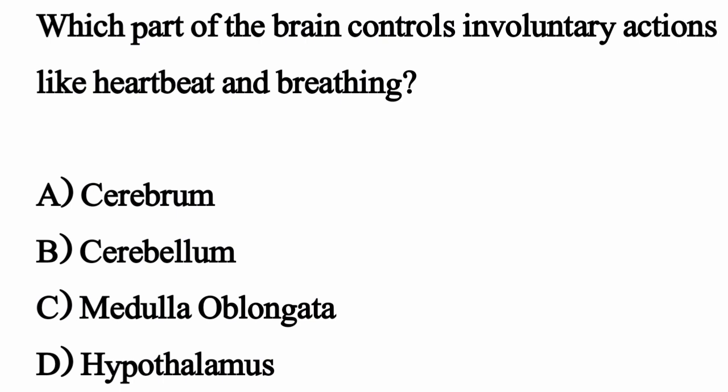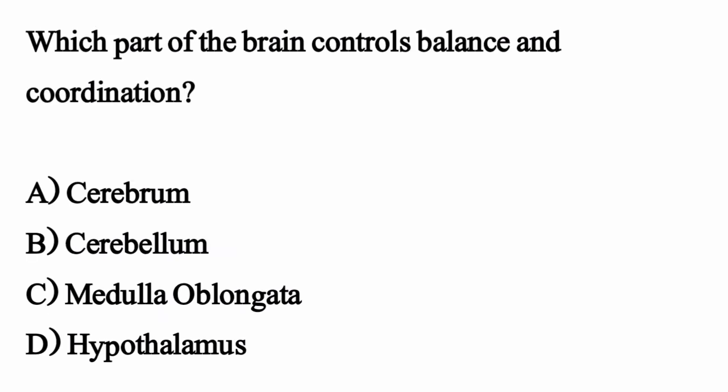Which part of the brain controls involuntary action like heartbeat and breathing? The correct option is option C, medulla oblongata. Which part of the brain controls balance and coordination? The correct option is option B, cerebellum.